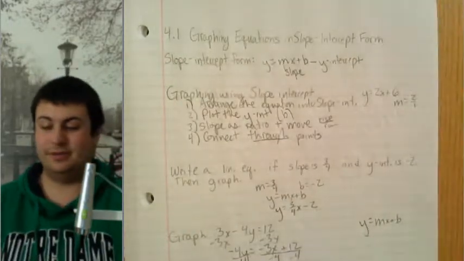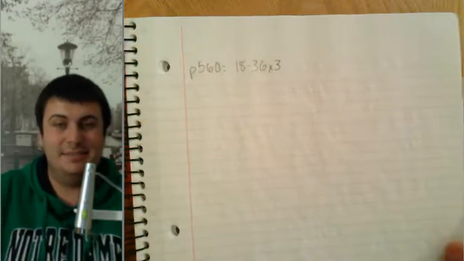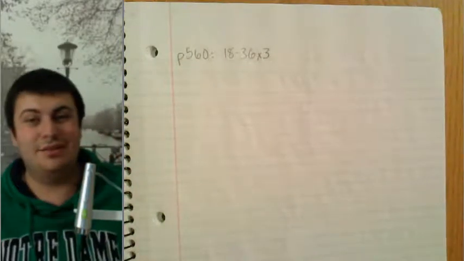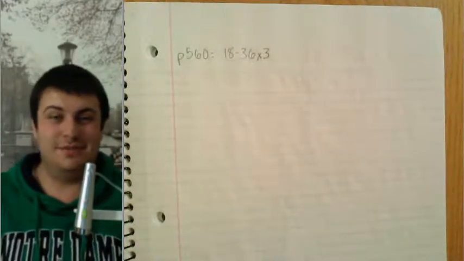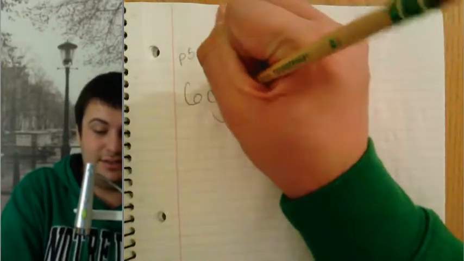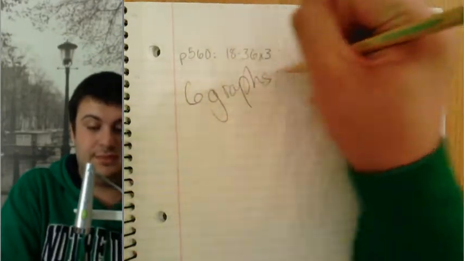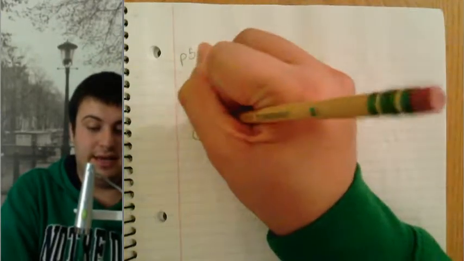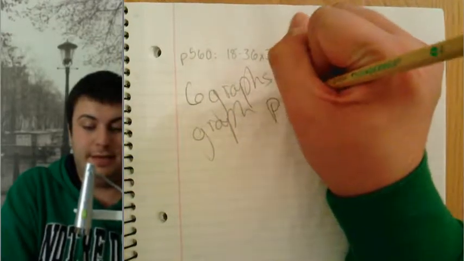Now, when it comes to our homework practice problems, we are on page 560, numbers 18 through 36, multiples of 3. I should see, I believe, 6 graphs on graph paper.